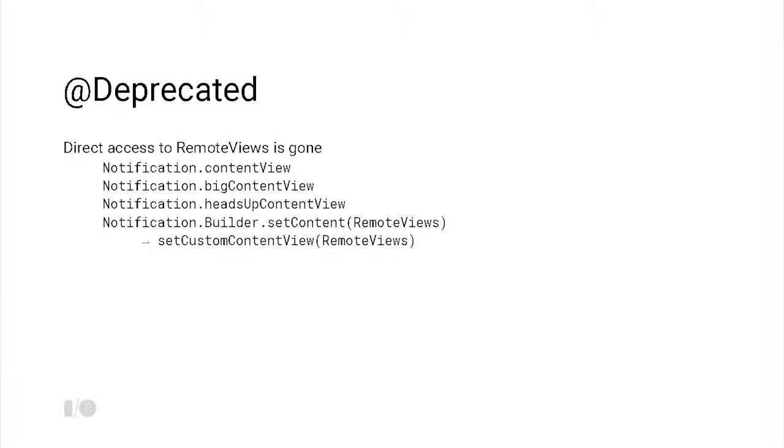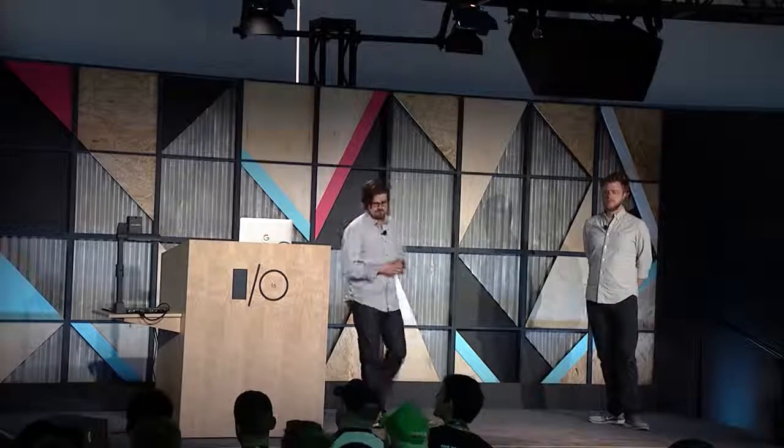The remote views is not there. If you have a custom remote views and you set it, those slots will be there. But if you use the builder methods, these APIs, content view, big content view, heads up content view, are not there. So use builder.setContent. And actually, we renamed that method to set custom content view to make it better match the other stuff that's been developed in the meantime.